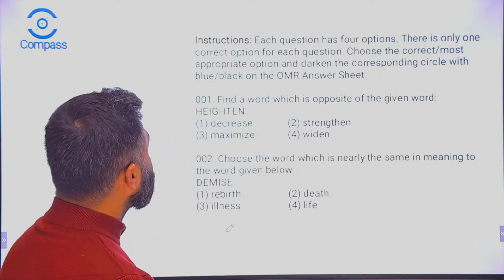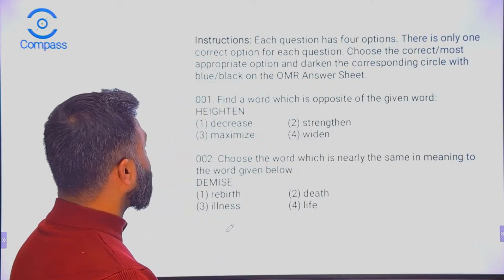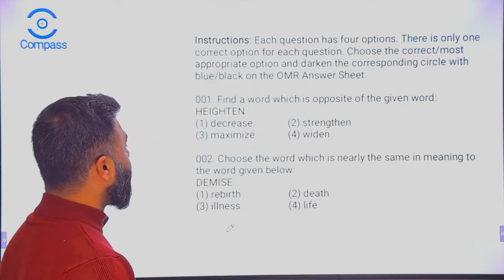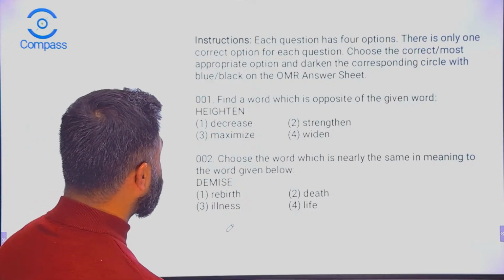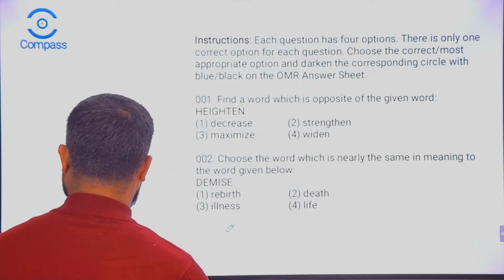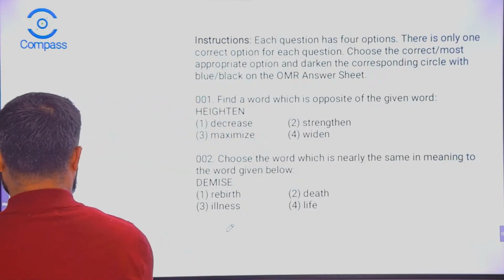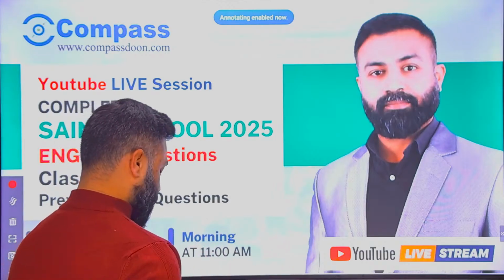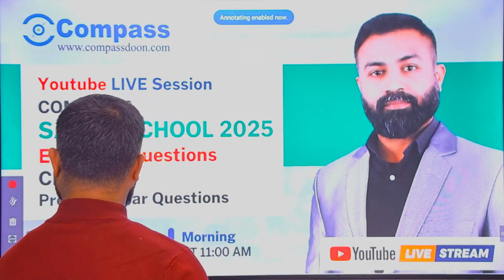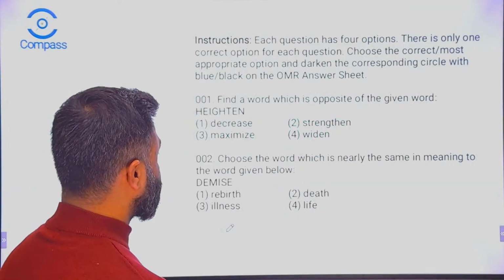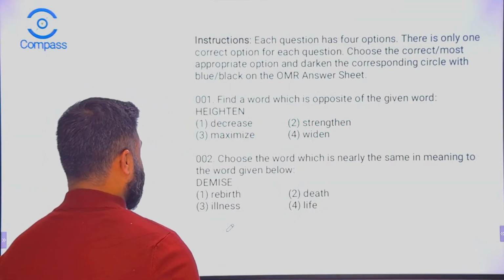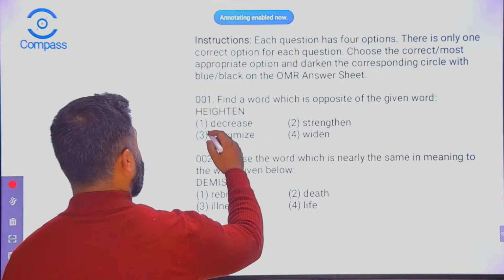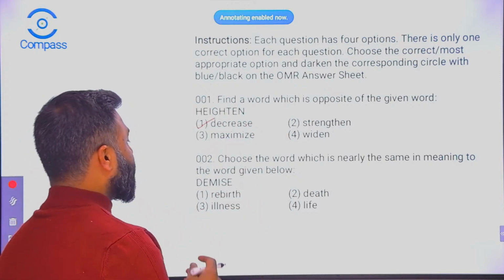Okay. So the correct option, find a word which is opposite of the given word, heighten. The correct option is decrease, right? The correct option is decrease. Let's put a tick mark over here. So that's decrease.